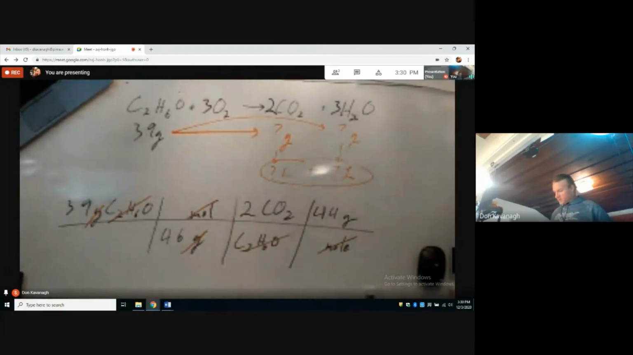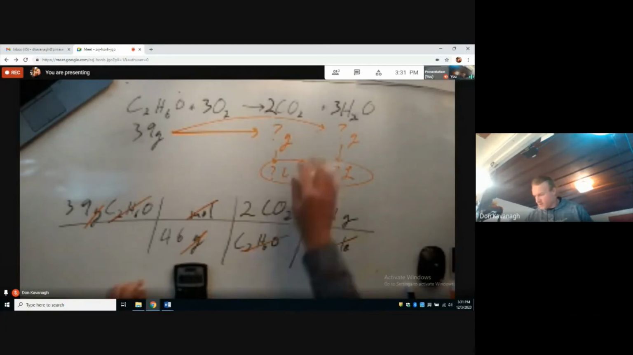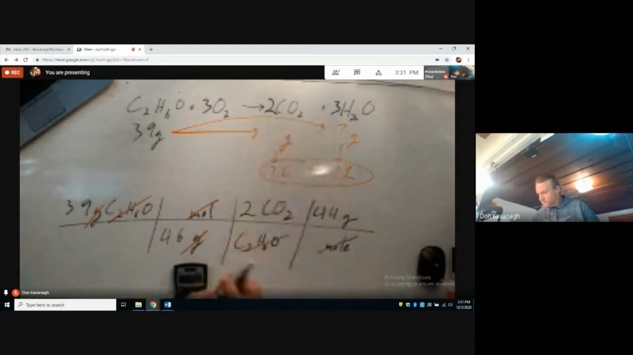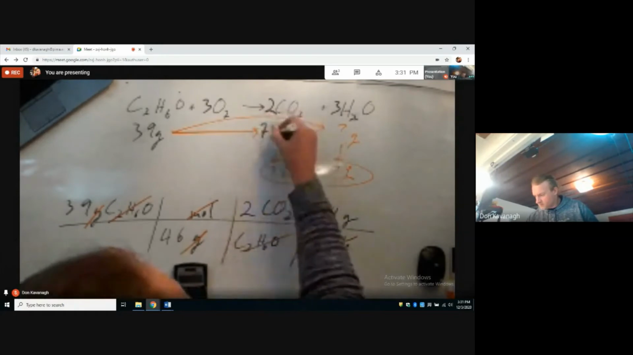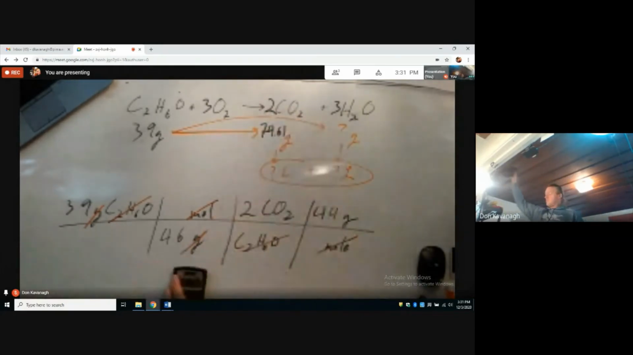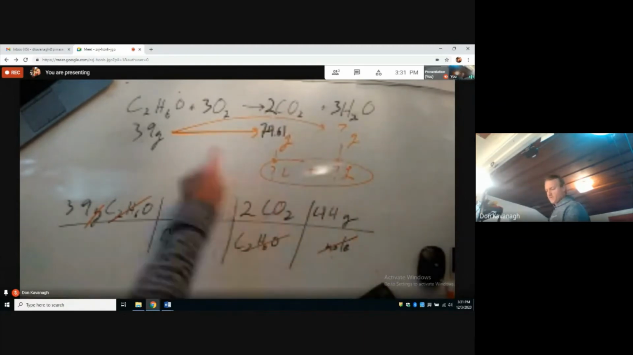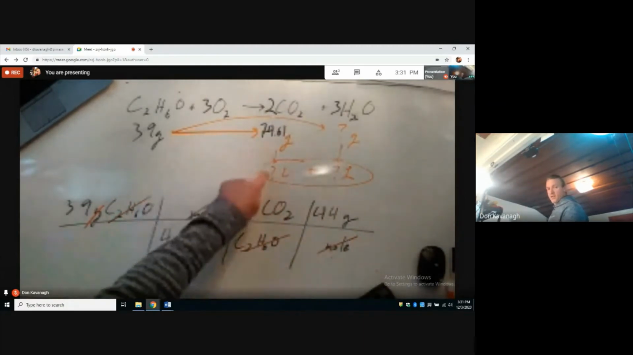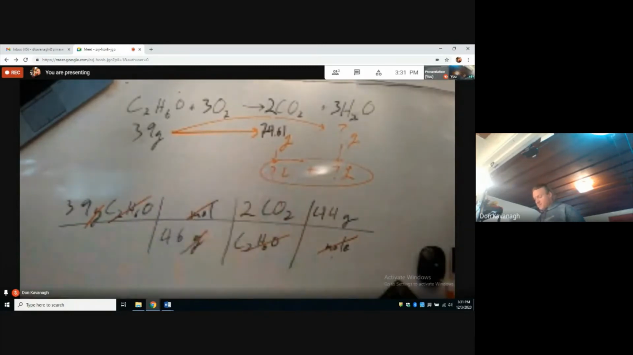Now I need a calculator. Getting 74.61 grams of CO2. So that's our grams to grams calculation. Now using ideal gas stuff, we can calculate how many liters that must be.